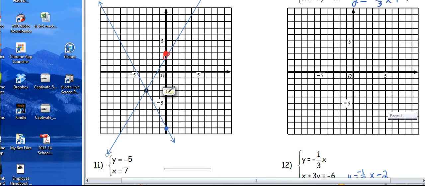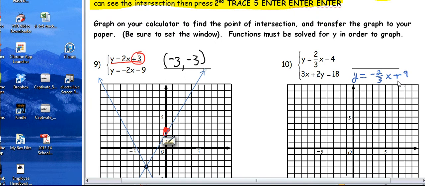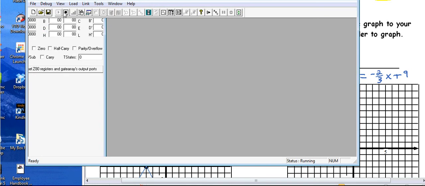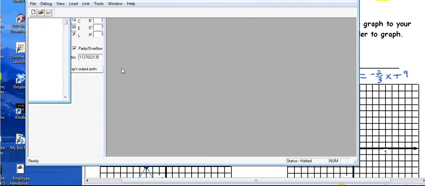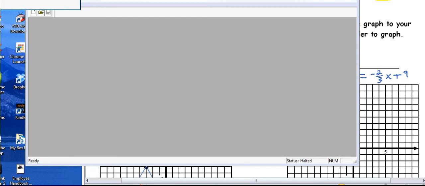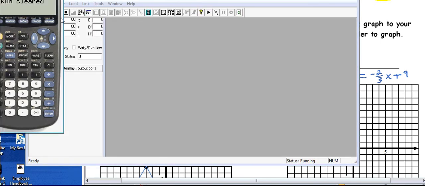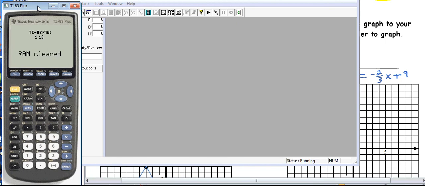All right, so I will do number 10 for you again. Let me go ahead and start a new calculator up. I'm sorry that I have to do this each time. I'm not sure why the calculator keeps cutting out on me.